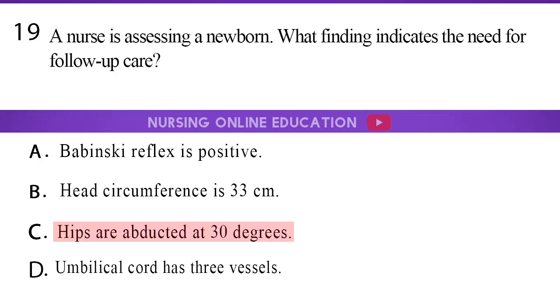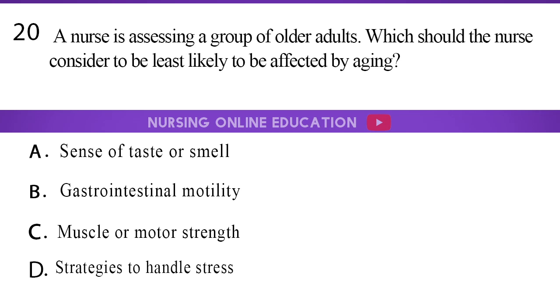The answer is option C. Hips are abducted at 30 degrees. 20. A nurse is assessing a group of older adults. Which should the nurse consider to be least likely to be affected by aging?